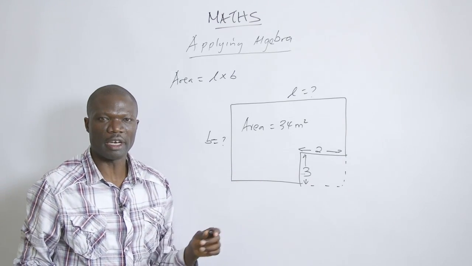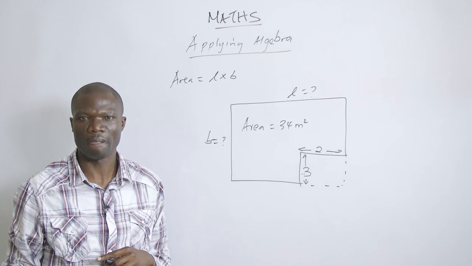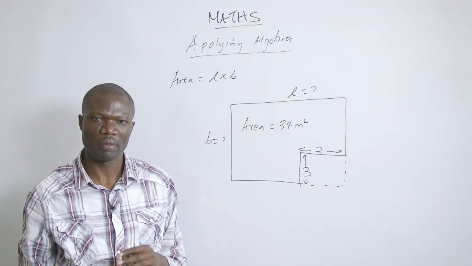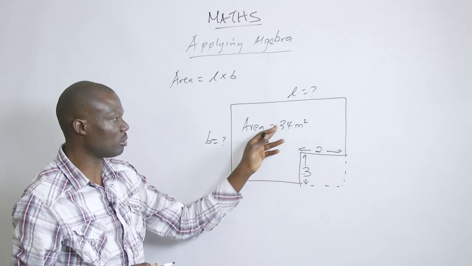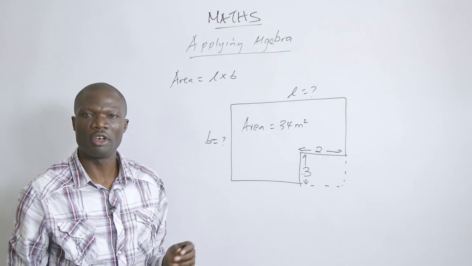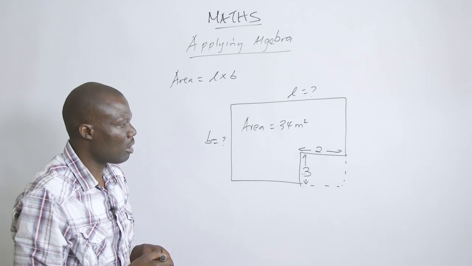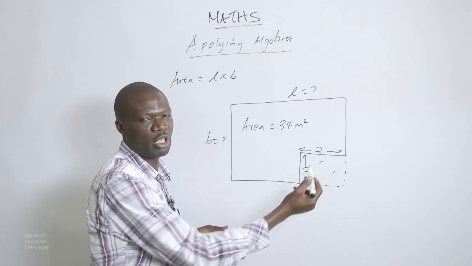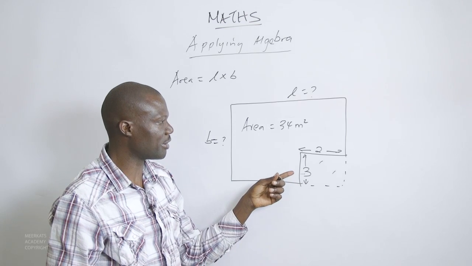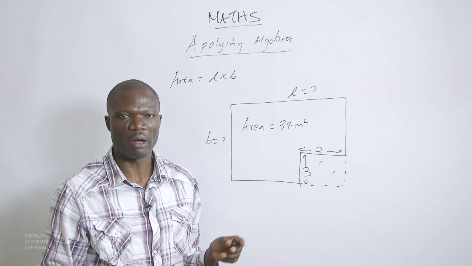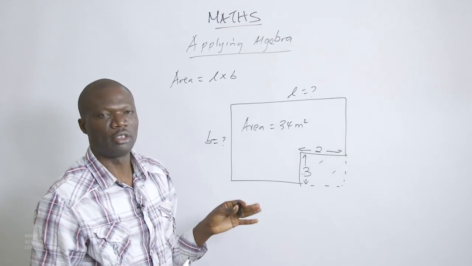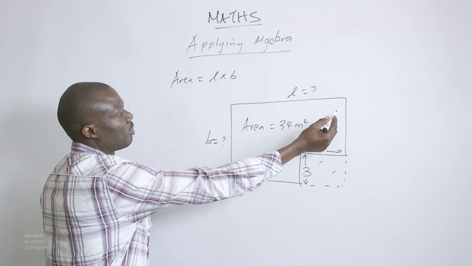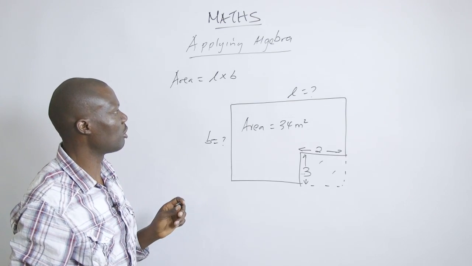But for this particular case, it is different, because there is a portion that has been removed, and what remains is what gives us the area of 34 square meters. However, the small portion that has been removed is measuring 3 by 2, which implies that its area is simply 3 multiplied by 2, which is 6 square meters. But the expression for the area is what is very important.